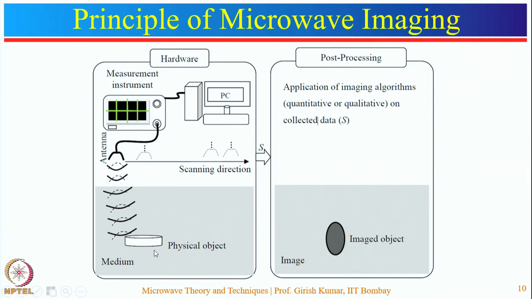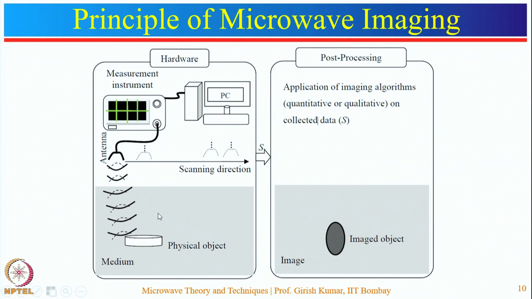Now if there is any anomaly in this sample, then it will reflect the EM waves. So the greater the anomaly, the more the reflection. This reflection can be captured by the same antenna in a monostatic system, and by a different antenna in a bistatic configuration.